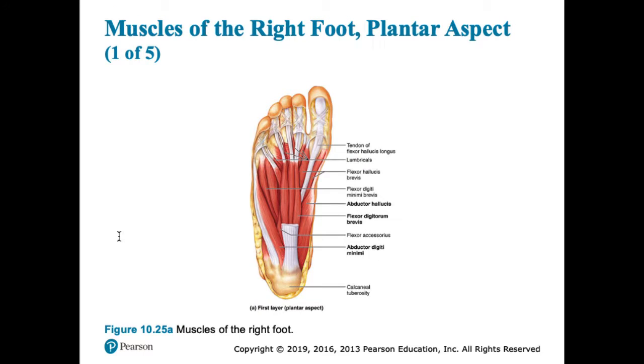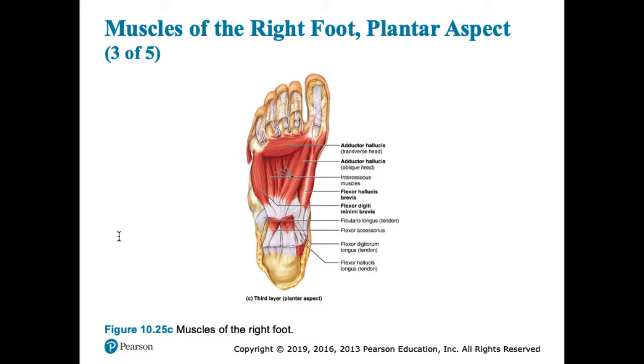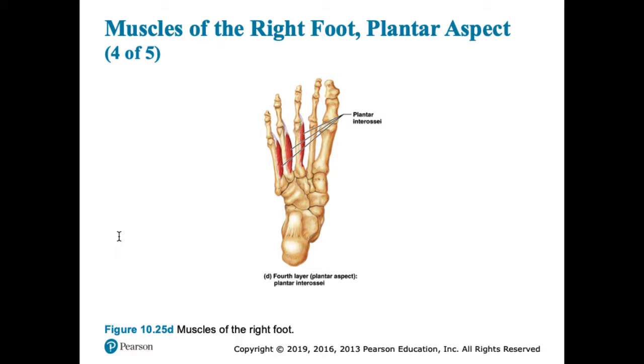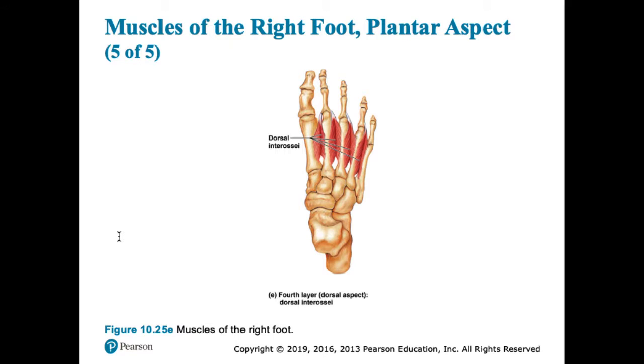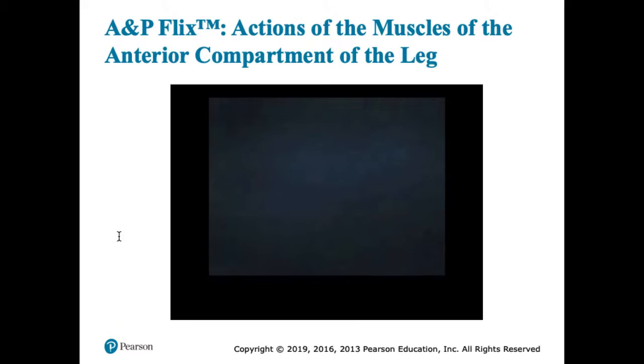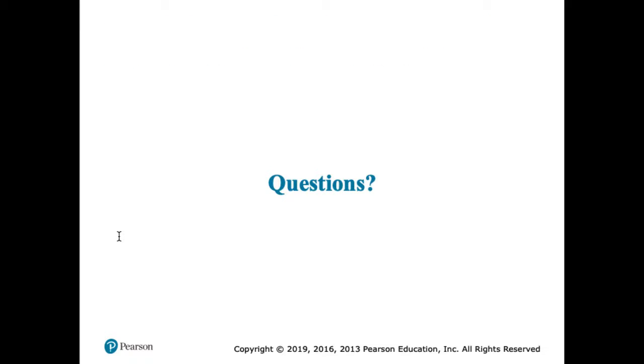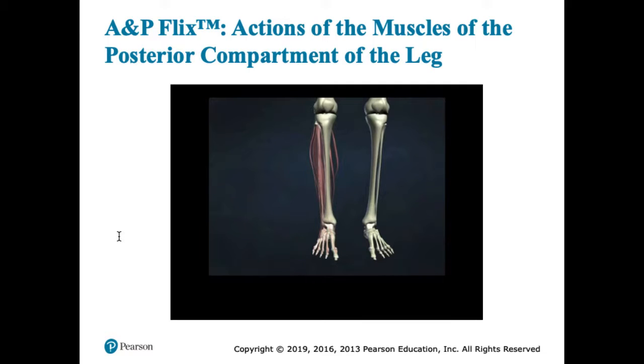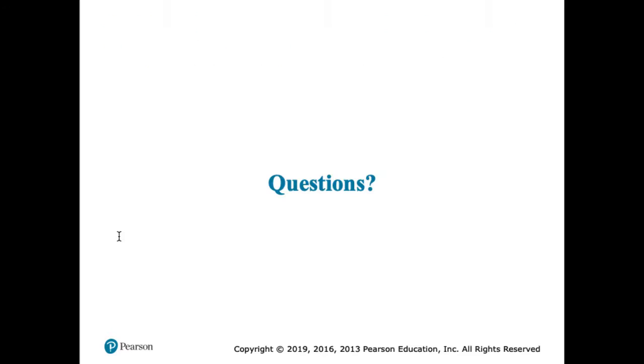Oh, sorry, I jumped ahead. Muscles of the right foot, making sure you know those. This is the first layer, here is the second layer, and third layer, and fourth layer. And this is the dorsal aspect of the fourth layer. So making sure that you're seeing each of the compartments of the legs and feet, and understanding each one of those muscles. I know that was a quick run through of what you need to know.